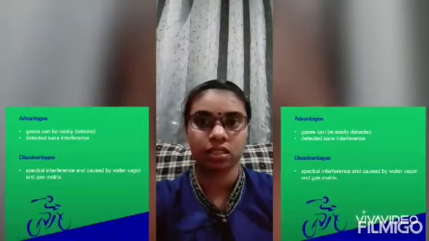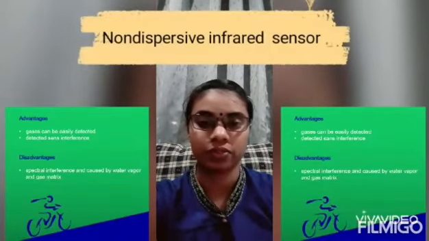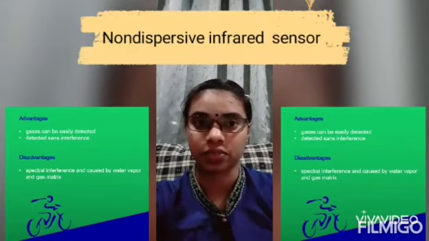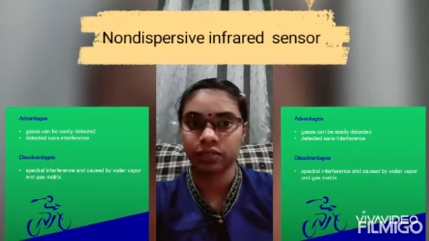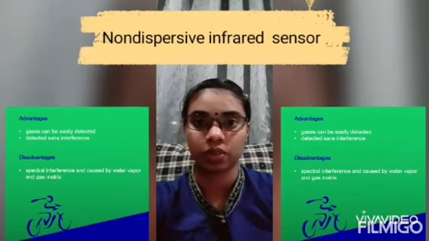Number 5 is advantages of non-dispersive infrared sensor. Gases can be easily detected in anaerobic condition. CO2 is detected since infrared is absorbed differently from other gases. The disadvantages of the non-dispersive infrared gas sensors include spectral infrared interference caused by water vapor and gas matrix, which has been partially solved using optical filters and interferers.